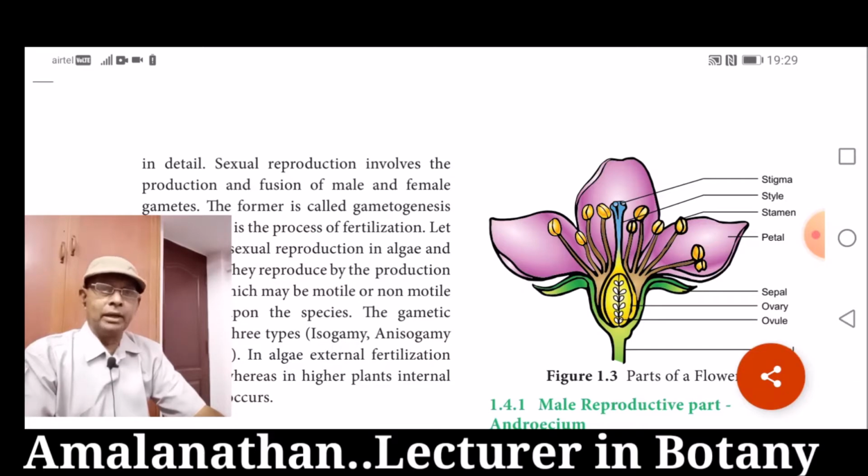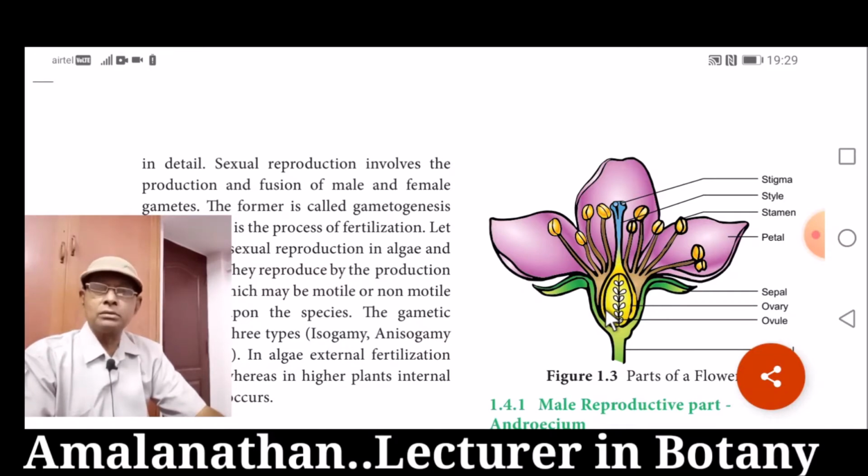Now, directly you will see the sexual reproduction in plants. The sexual reproduction involves 3 processes. First one, pre-fertilization process. Second one, fertilization process. Third one, post-fertilization process. What is pre-fertilization process?